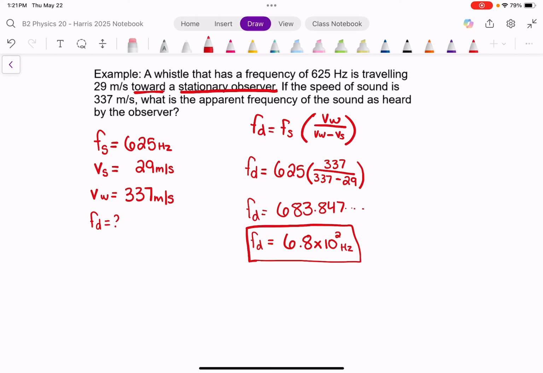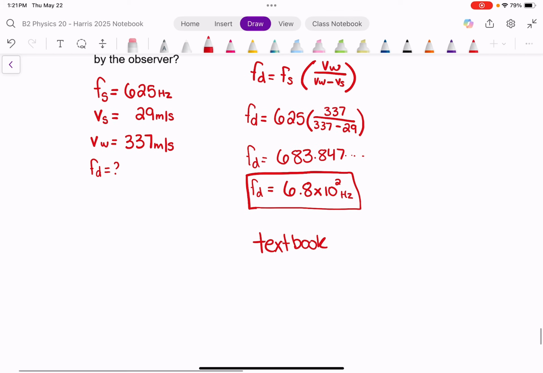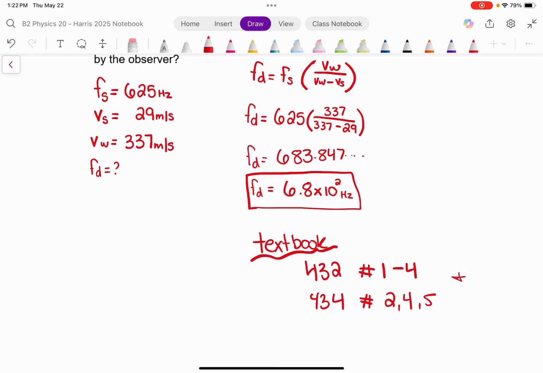So today in your textbook, our textbook questions are going to be page 432, numbers 1 through 4, and then page 434, numbers 2, 4, and 5. I am unsure of the orange booklet questions that I want you to do as of right now, but if you look on your OneNote after, I'll have them beside this piece right here. On Tuesday, we're going to finish our lab. On Monday, you guys will be doing some questions based off all of these pieces. But you are all done learning Physics 20, which is exciting.